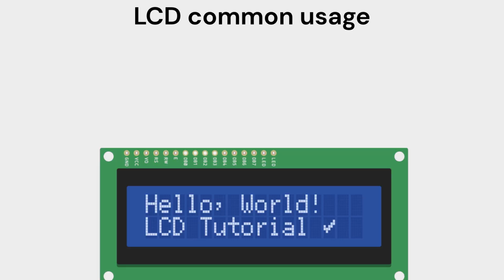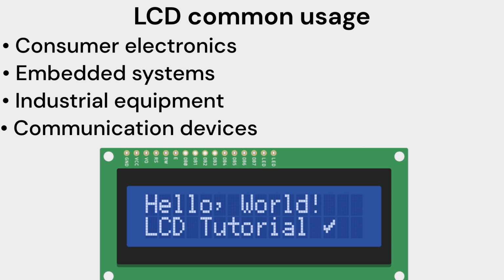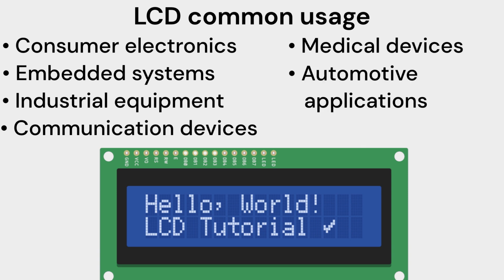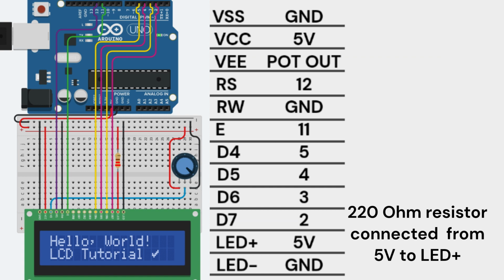An LCD 16x2 display is a compact visual output device commonly used in consumer electronics, embedded systems, industrial equipment, communication devices, medical devices, and automotive applications. It provides a clear and easy-to-read interface for displaying numbers, characters, and information. Its versatility makes it suitable for a wide range of applications where visual feedback is required. Let's take a closer look at how to connect an LCD 16x2 display.